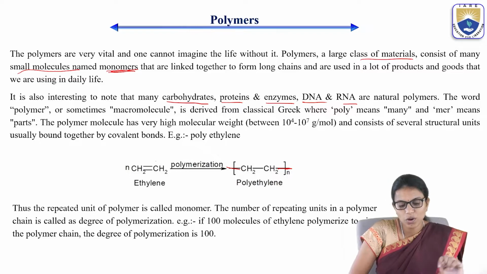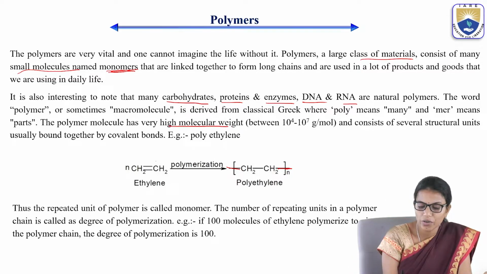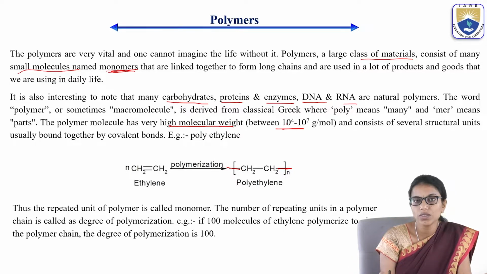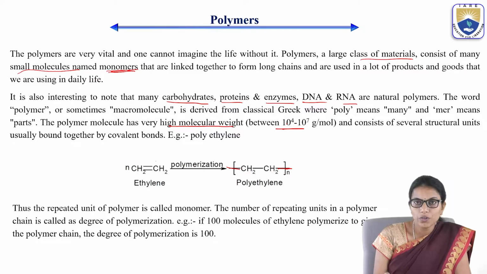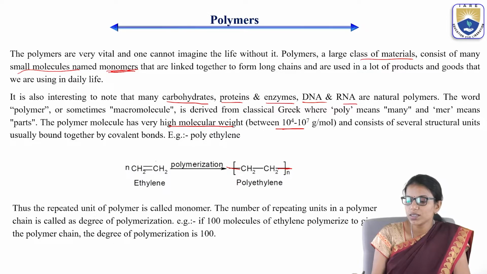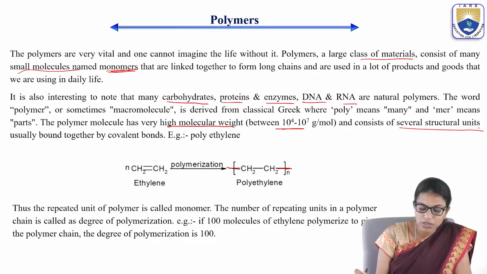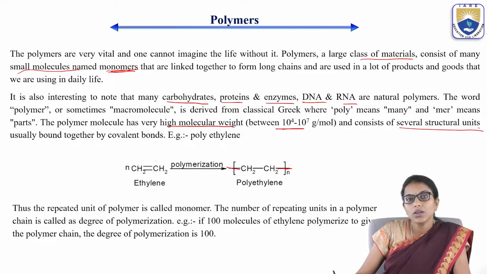So the polymer molecule has a very high molecular weight, in the range of 10 raised to power 4 to 10 to the power 7 gram per mole, and it consists of several structural units usually bound together by covalent bonds.